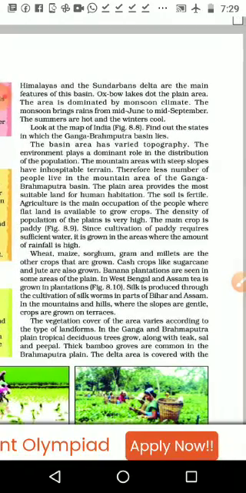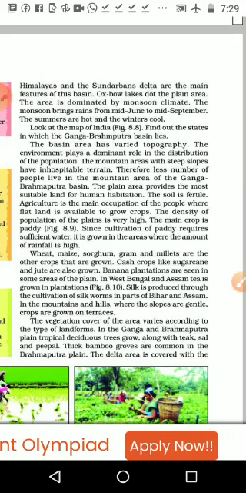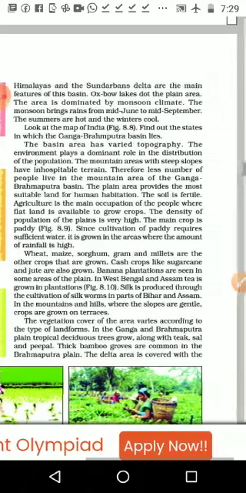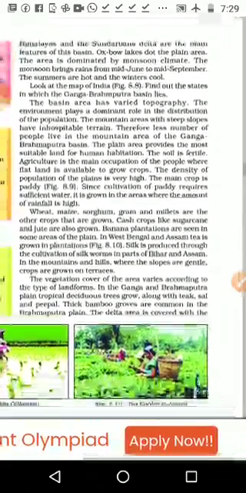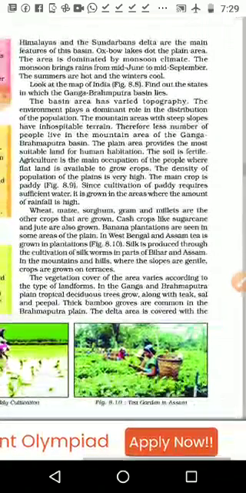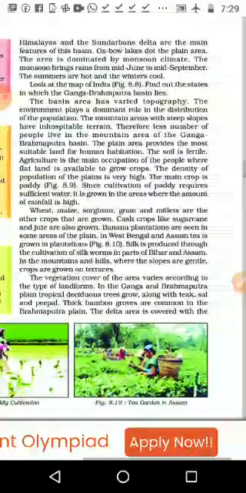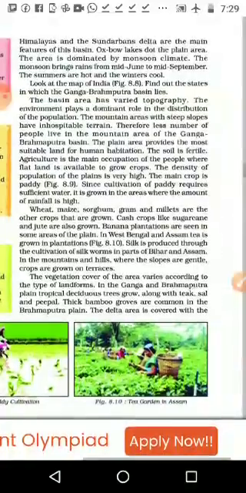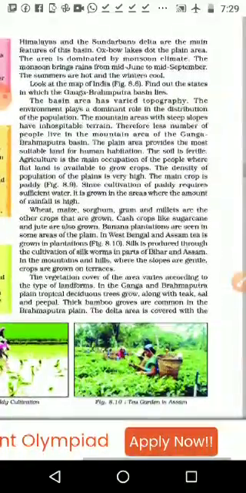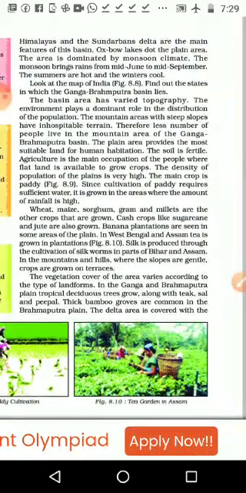Since cultivation of paddy requires sufficient water, it is grown in areas where the amount of rainfall is high and river water is available, and in other areas they are cultivating wheat and other crops. Wheat, maize, sorghum, gram and millets are the other crops that are grown. Cash crops like sugarcane and jute are also grown. Banana plantations are seen in some areas of the plain.